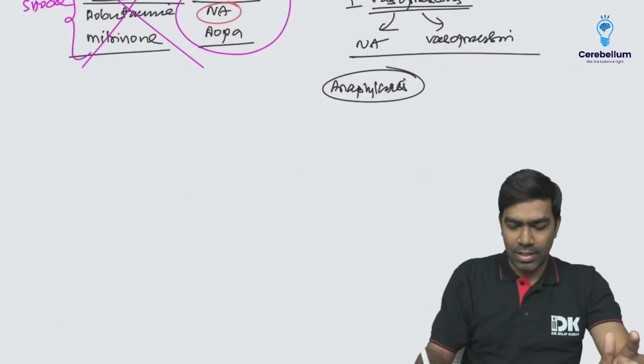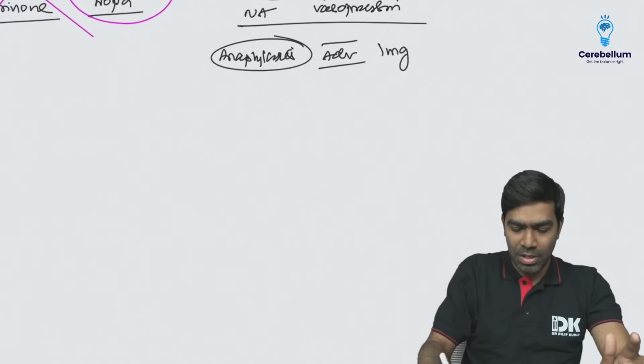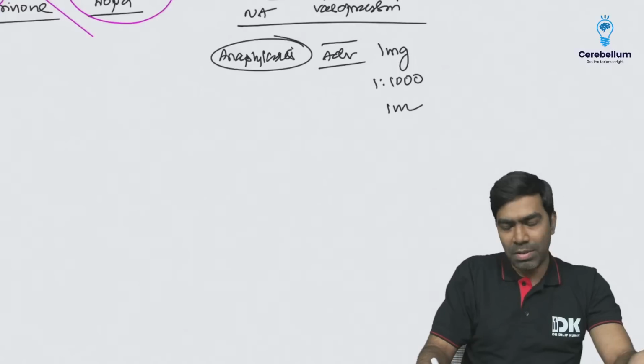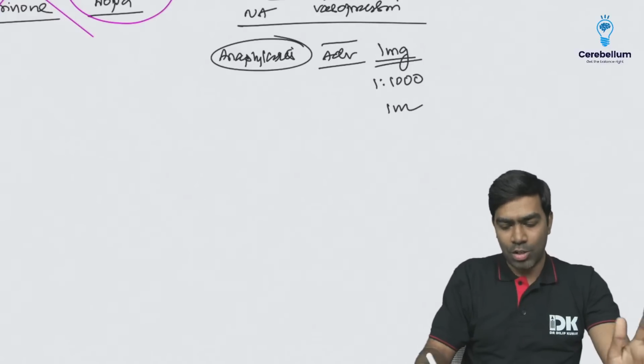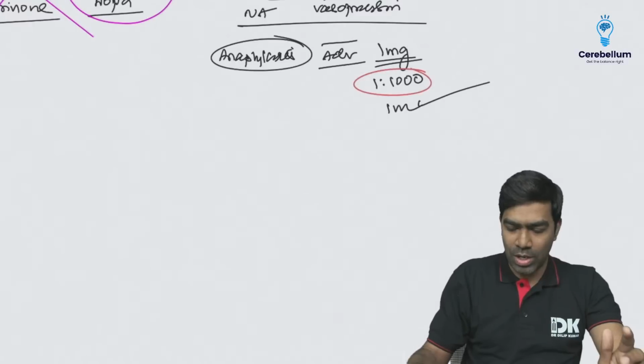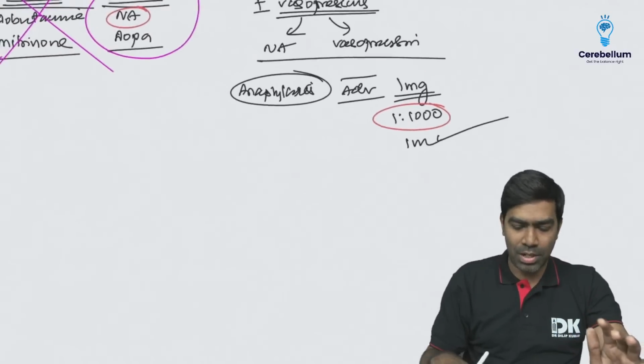But trust me, in anaphylactic shock also we do the same, but in exam if they talk about anaphylactic shock, then you can answer adrenaline. What is the dose of adrenaline? It is 1 milligram, 1:1000 IM. It's not necessarily 1 milligram, even 0.5 milligram is fine, but it should be given IM and the dilution is 1:1000. So that is the number that you need to know.